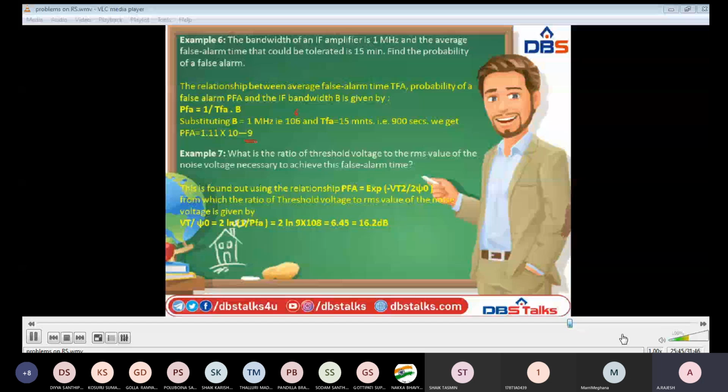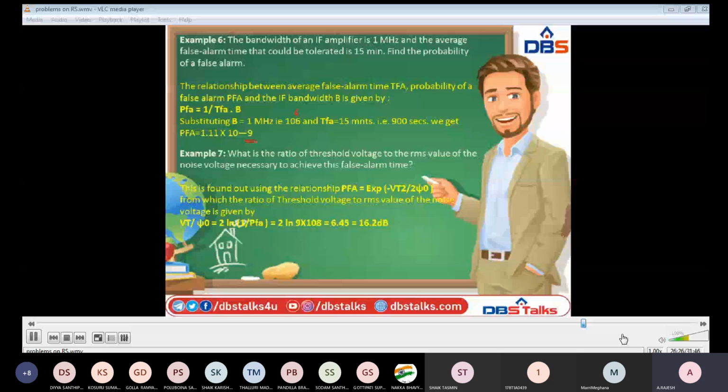What is the ratio of threshold voltage to the RMS value of the noise voltage necessary to achieve the false alarm time? So we need to find the ratio of threshold voltage with respect to the RMS value. This is found using the relationship for the probability of false alarm, as we have seen in the previous one: probability of false alarm equals exponent of minus Vt square by 2 psi naught, from which the ratio of the threshold voltage to the RMS value of the noise voltage is given.